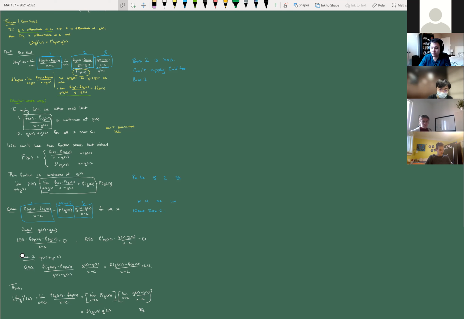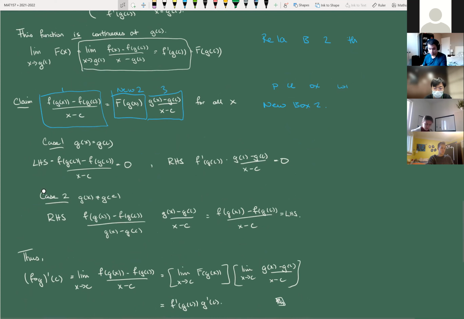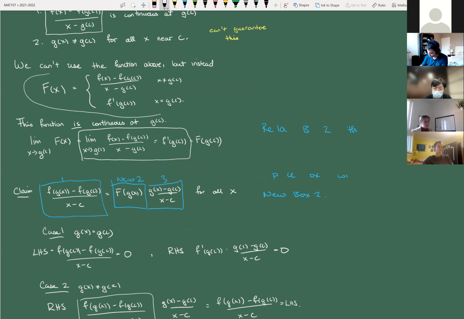If we want to use change of variables, we have to make sure that the function is continuous. So we have to replace old box 2 by new box 2, which is a continuous function. For case 2, why is the right-hand side equal to, okay, sure, this is f of g of x, right? Because look at the definition of f of x.